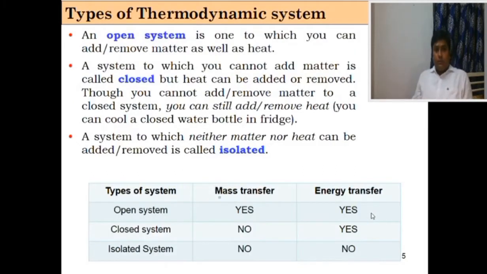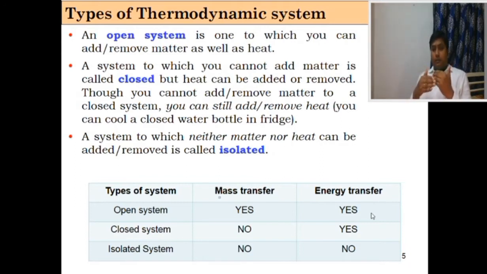Now we will see what kinds of systems there are in thermodynamics. These are the types of systems that you can see here. We have subdivided them into open system, closed system and isolated system. An open system is one where mass transfer can take place and energy transfer can also take place. Mass transfer means mass or matter can be added or removed. For example, you can take the example of a pump, compressor or turbine.